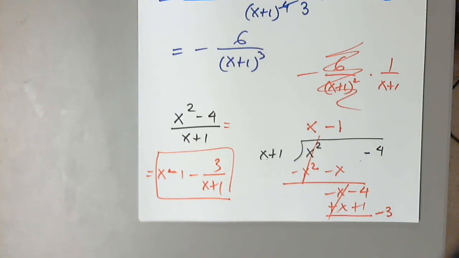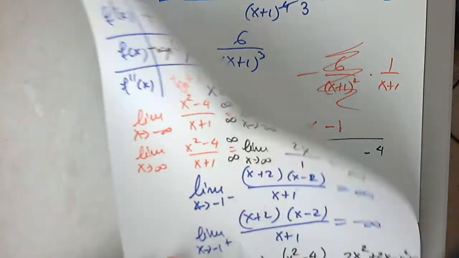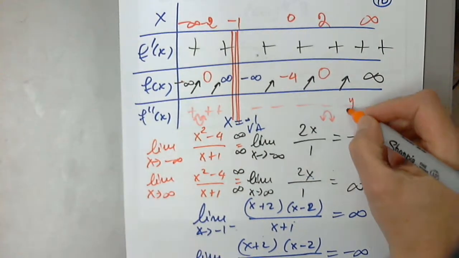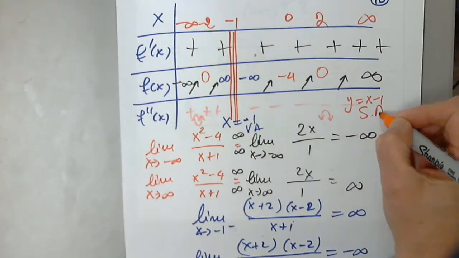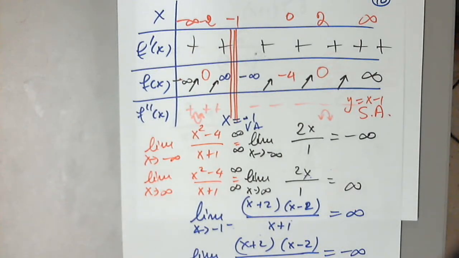Just this. Why? Because at infinities, what will this piece approach when x approaches infinity or negative infinity? We don't care. 0. Exactly. So this, just the quotient, is the slant asymptote. So back to the table. Y equals x minus 1 slant asymptote. And that's just the quotient.